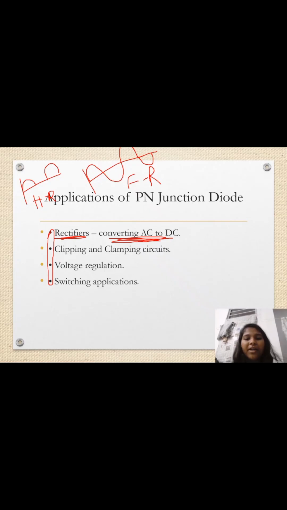Now, the PN junction diode plays a vital role in clipping and clamping circuits. Next, PN junction diodes are also used in voltage regulation and switching applications. So this is the brief explanation about PN junction diode and its applications. That's it.